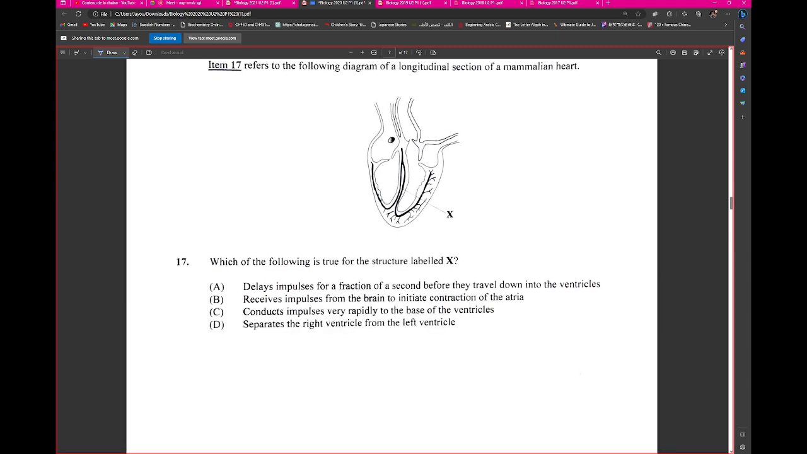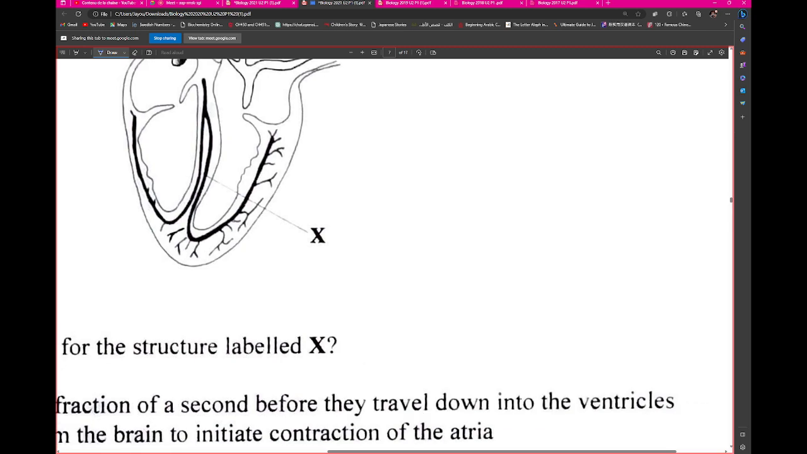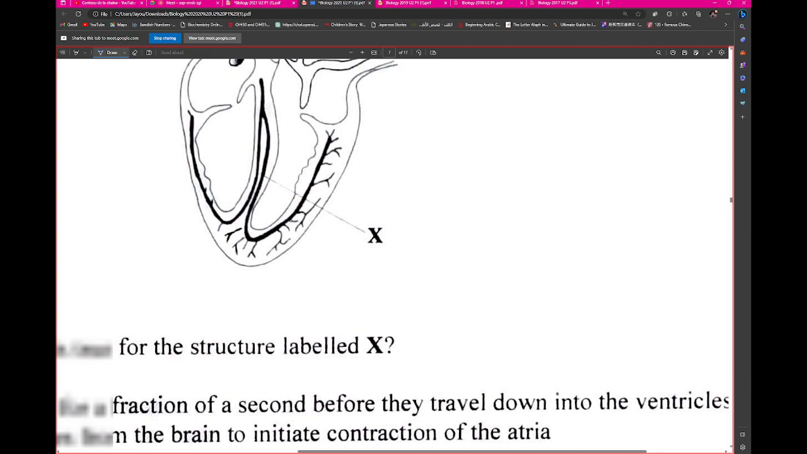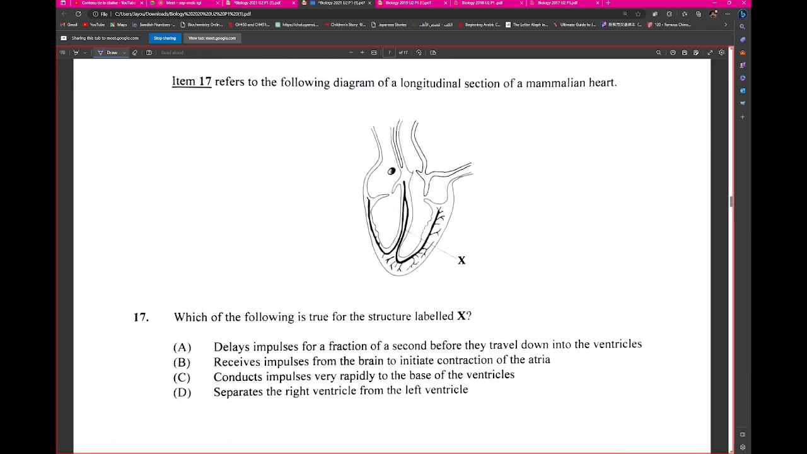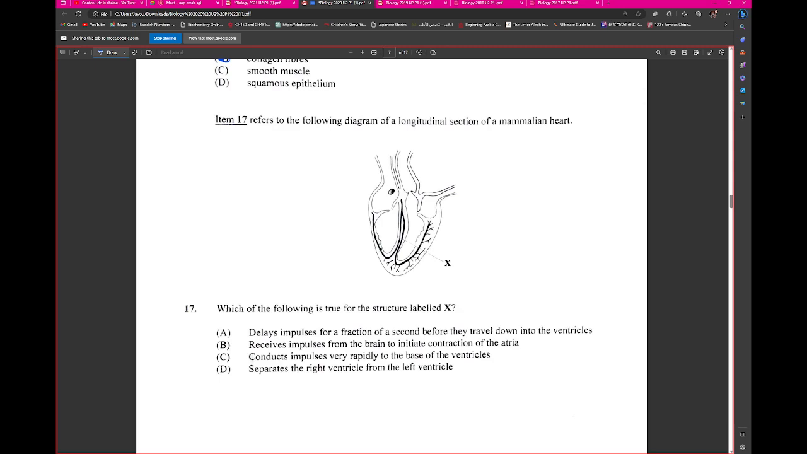So let's look at this. Which of the following is true for the structure labeled X? I think X here is looking at the bundle of His, to be very honest. I think the line is going straight to the bundle of His and it's not looking at the septum. Right, so in the first diagram, I really think it's a repeated question. I really think it's the bundle of His it's talking about. Right, and what was the answer here for labeled X for bundle of His? I think we discussed it last paper. If it were pointing to the bundle of His, what would it be? C. So conducts impulses very rapidly to the base of the ventricles. Alright.